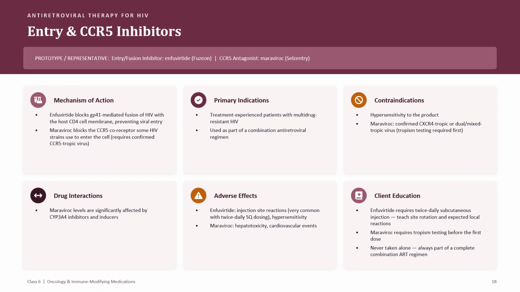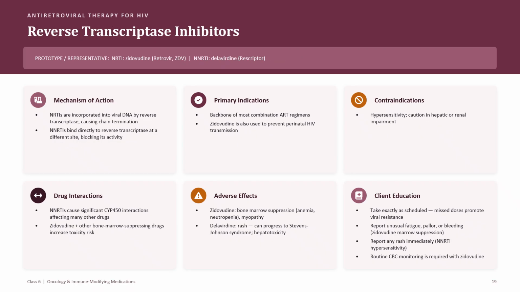So both of these are reserved for treatment-experienced patients with multi-drug resistant HIV. These aren't typically first line drugs. They're what we reach for when other combinations have already failed. Okay, so moving right along.